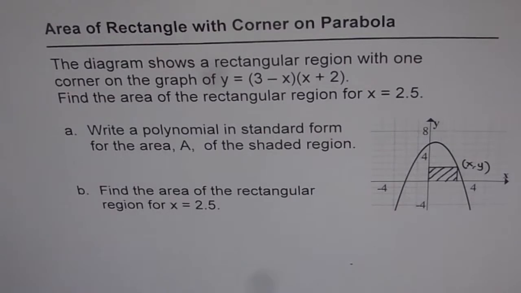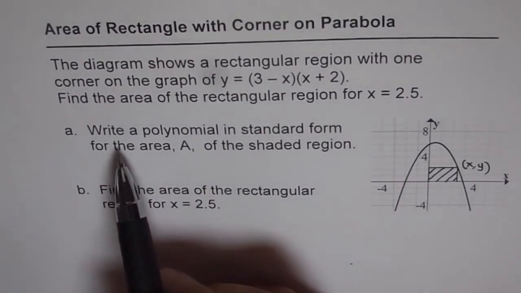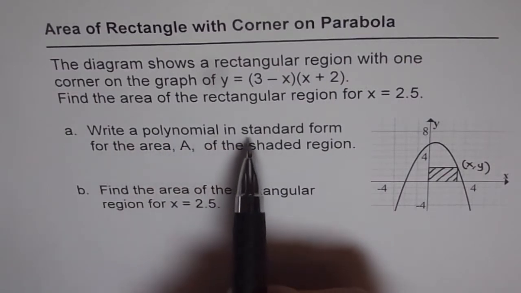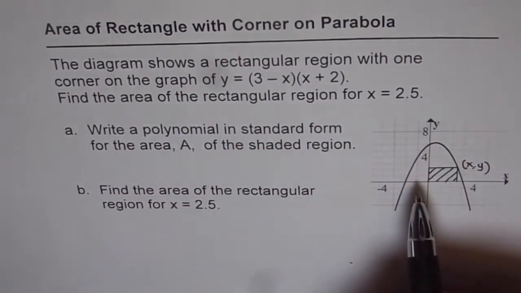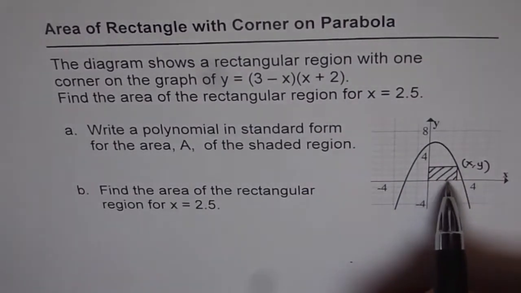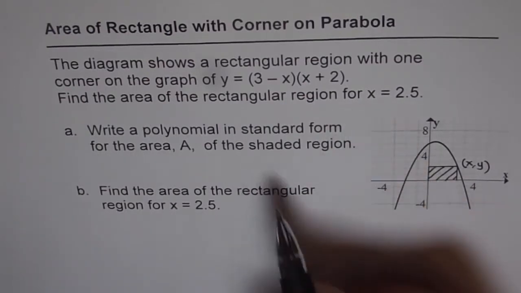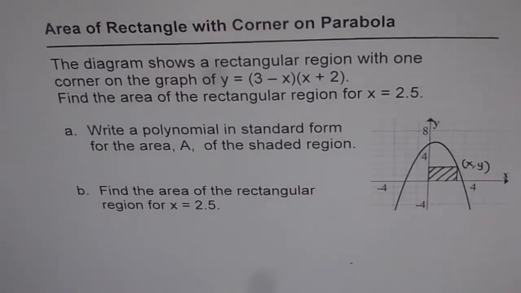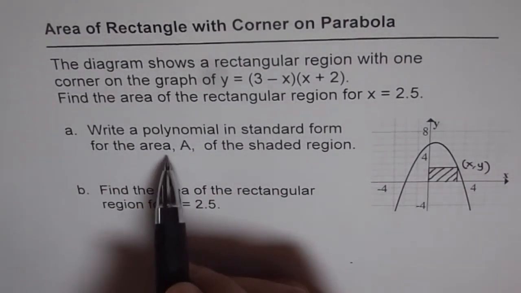Now, what I've done here is I've written the two parts separately. One is to write the polynomial in standard form for the area A of the shaded region. So let's first find one expression for the polynomial, and then we'll substitute 2.5 for x in our formula and get the answer, right? So that is how we will do it in two steps. Step number one is to write the polynomial in standard form for the area.